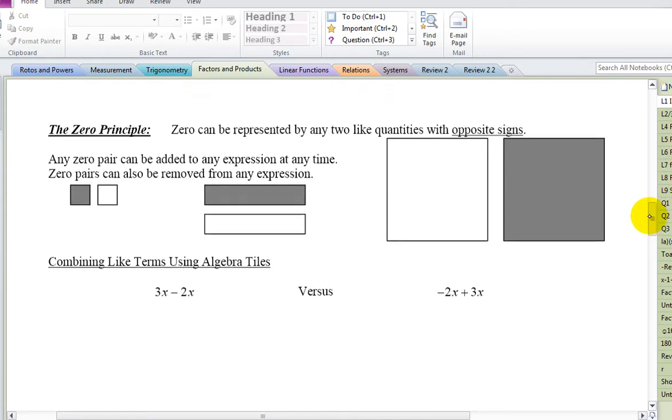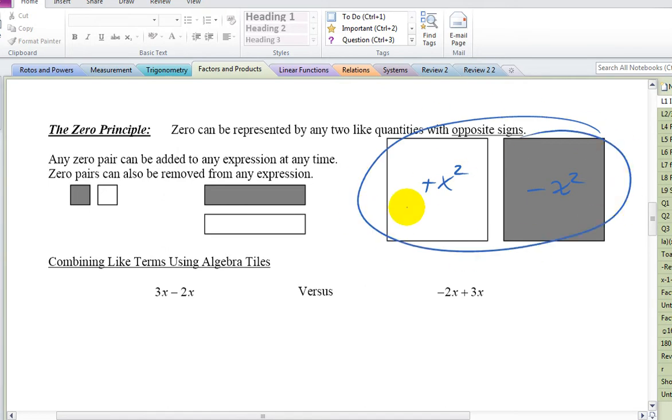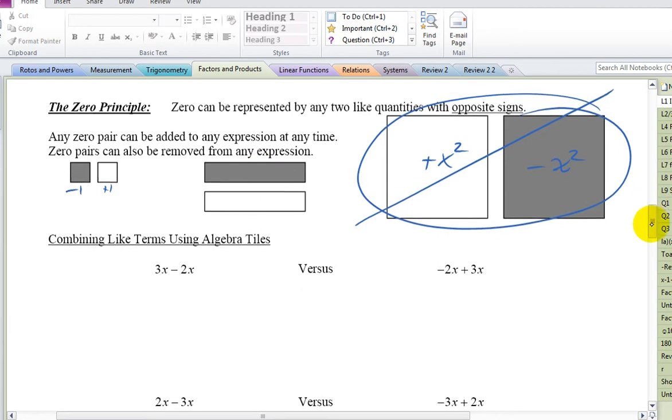Okay. Then we go into 0 pairs. So when we have opposite signs, this is a plus x squared, a minus x squared. Together, their value is 0. And so if we want to remove them, we circle it and cross it off. This, of course, would be plus 1, sorry, other way around, minus 1 plus 1, and they form a zero pair. Now you can have lots of them, but when we say simplify, you have to remove them.